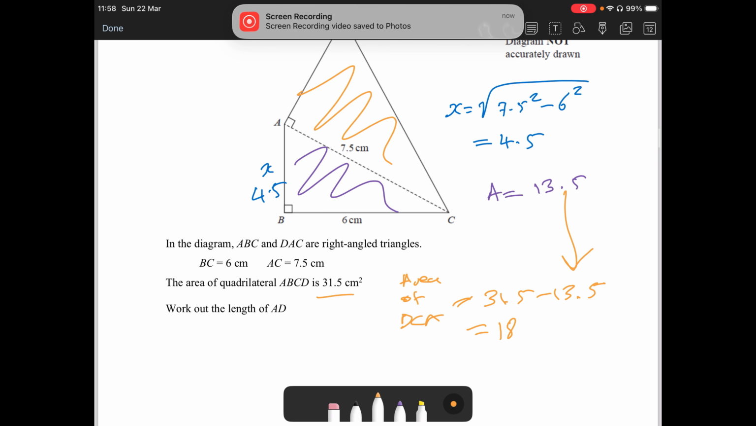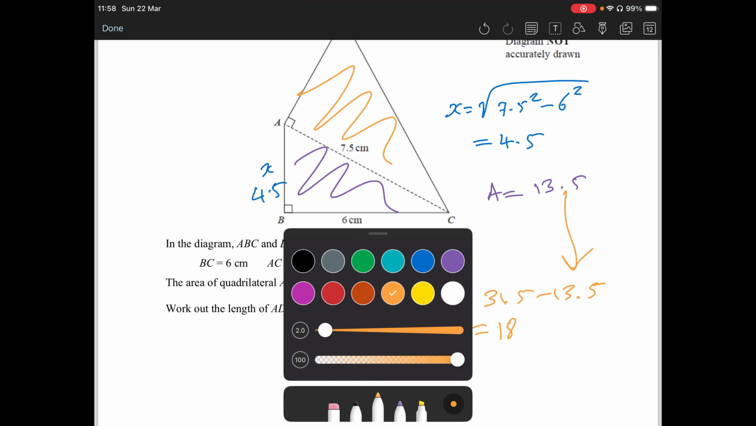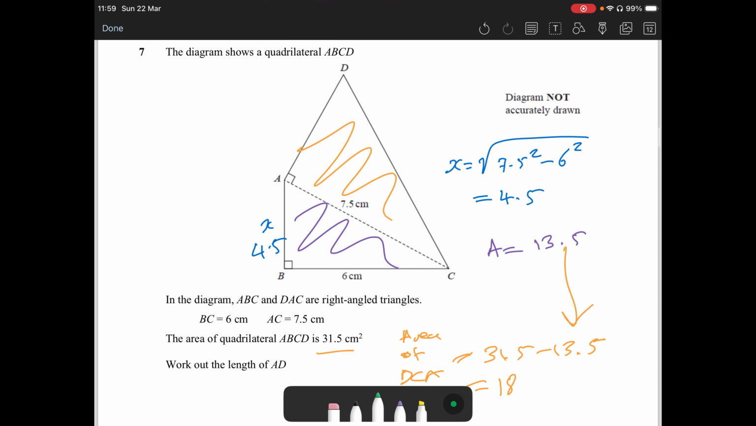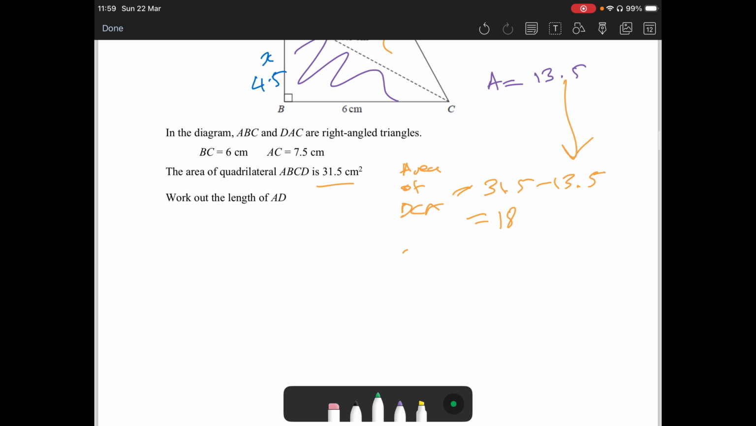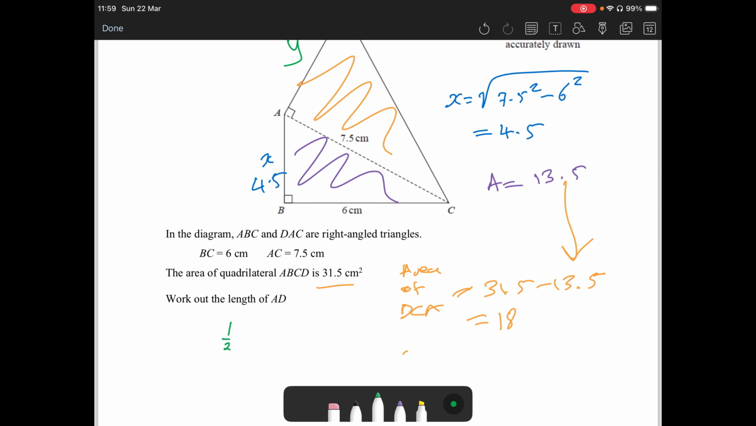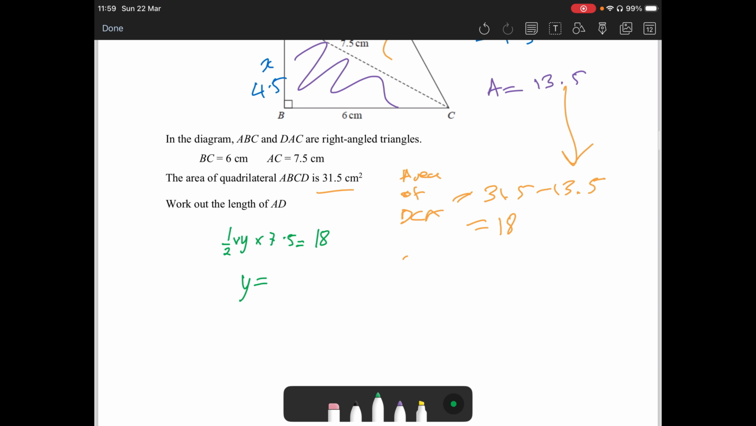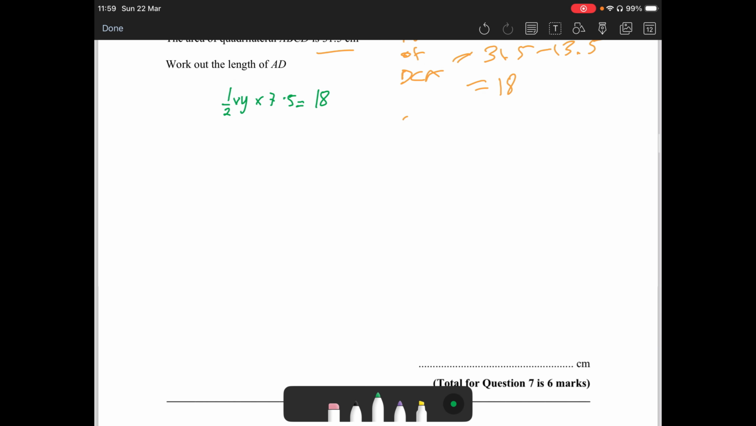So to work out that length, the one that the question is asking us about, which I'll label AD, I'm going to call it Y. So remember, it's an area question, isn't it? So half of Y times 7.5 equals 18. Okay, so multiply by 2, divide by 7.5. You get 4.8. Nice.